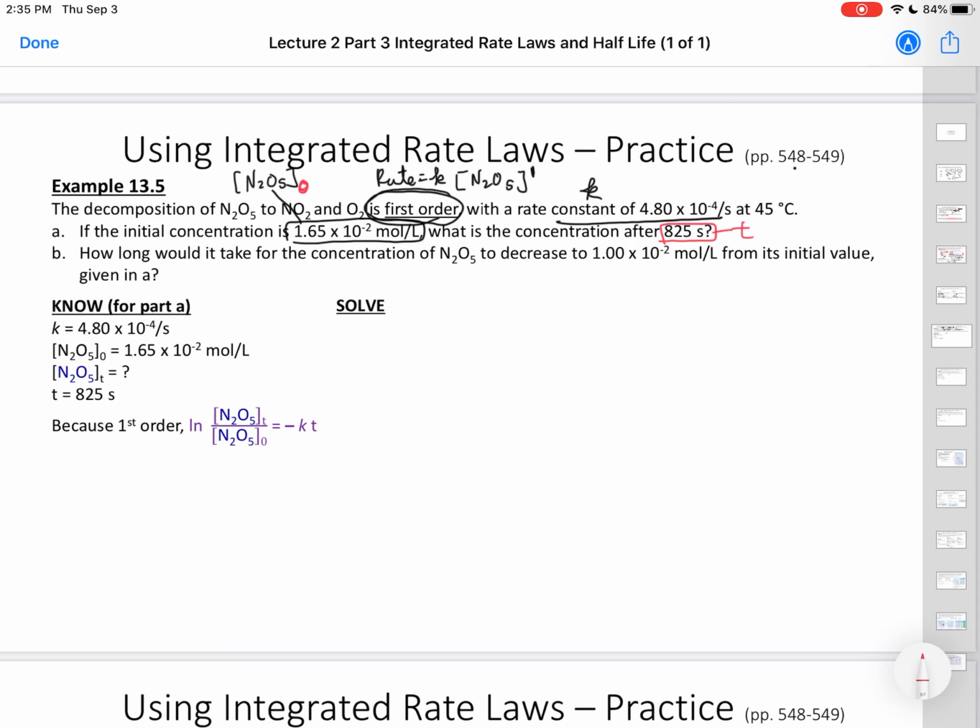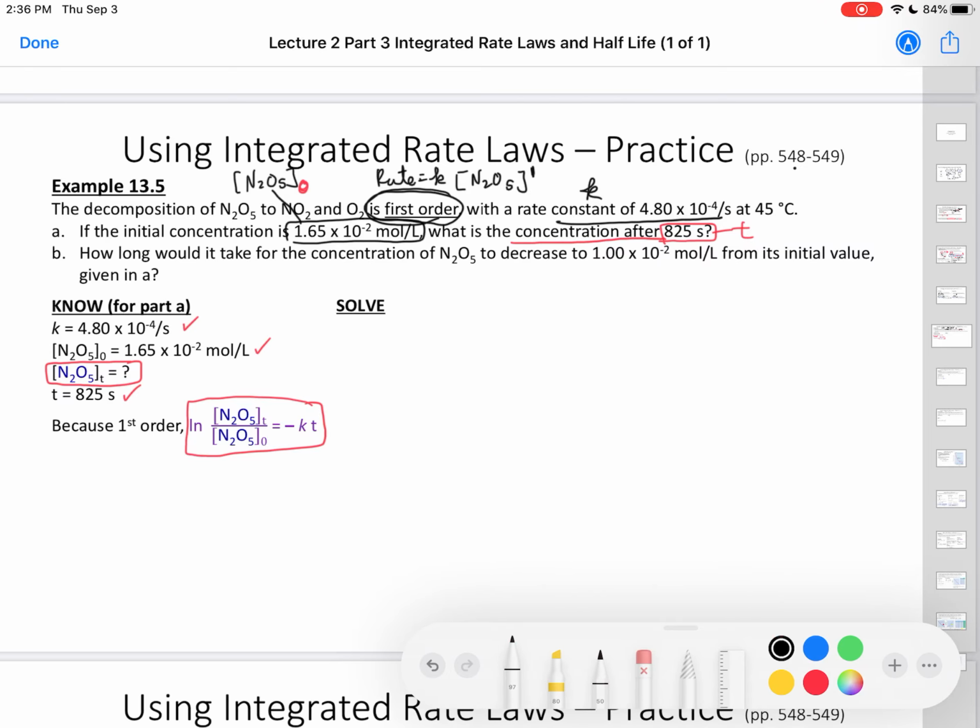So pulling this information, we say here, this is the rate constant. This is the initial concentration. This is time, okay? And they would like you to solve for the concentration at time t, right? We have all of this. We're using this equation here because it is first order, okay? So let's solve this equation.